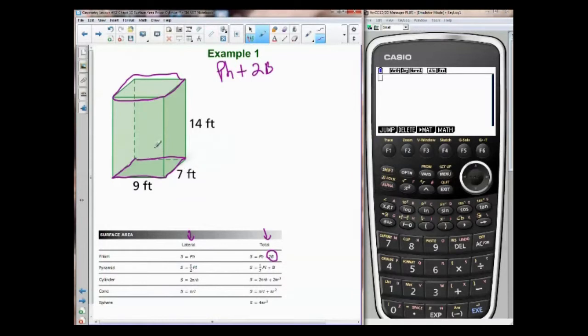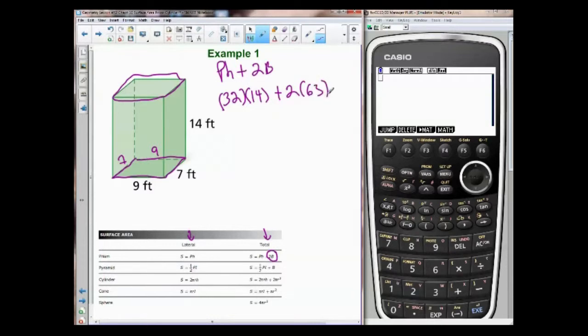So my perimeter, here's a 9 and here's a 7. It's just how far you walk around the base. So we got 16 plus 16, so that gives me 32. I'm going to put in a 32 right where the P was. My height is 14. And I'm going to do 2 times the area of the base. That's what this big B represents. Area of a rectangle, of course, is length times width. So 9 times 7 is 63. So I'm going to multiply by 63.